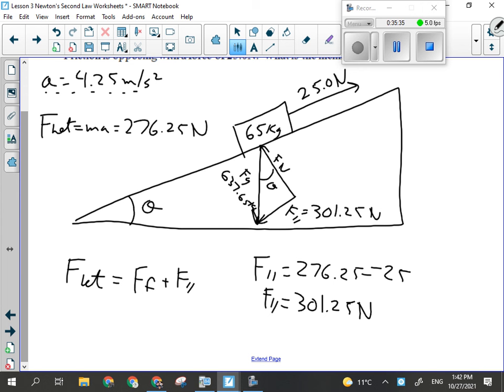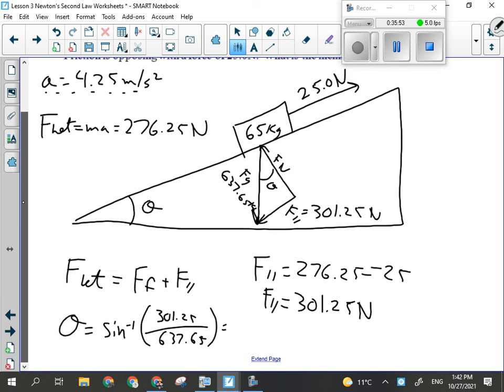Now I can use theta equals the inverse sine of the opposite side, 301.25, divided by the hypotenuse, 637.65. And when I do that, I get that this hill is 28 degrees or something crazy like that. I don't know where in Okotoks there's a 28.2 degree hill that you could take a soapbox derby racer down. That's more like driving it off the side of the river valley somewhere. We wouldn't want to do that.